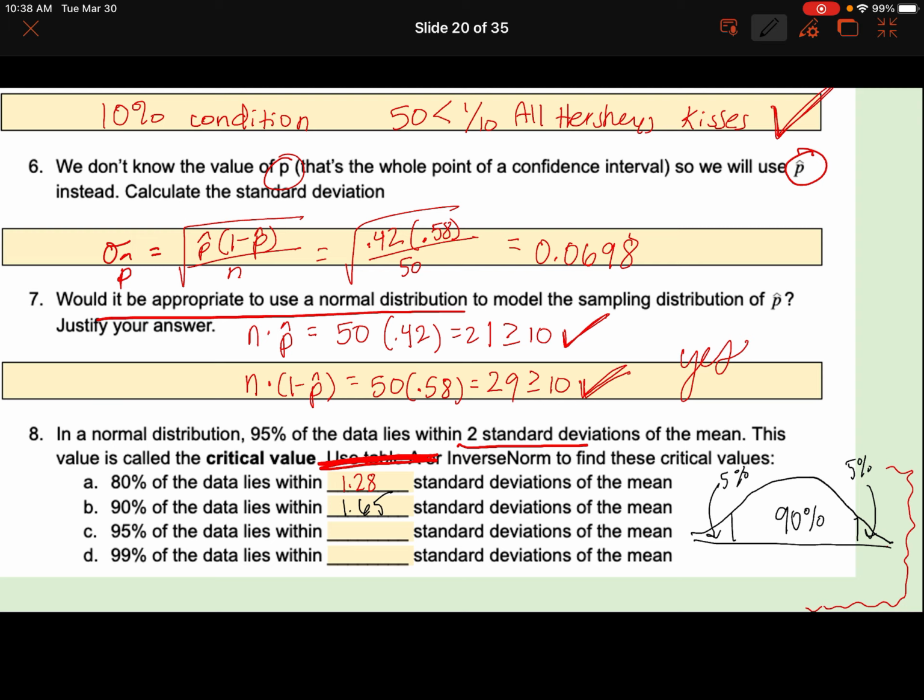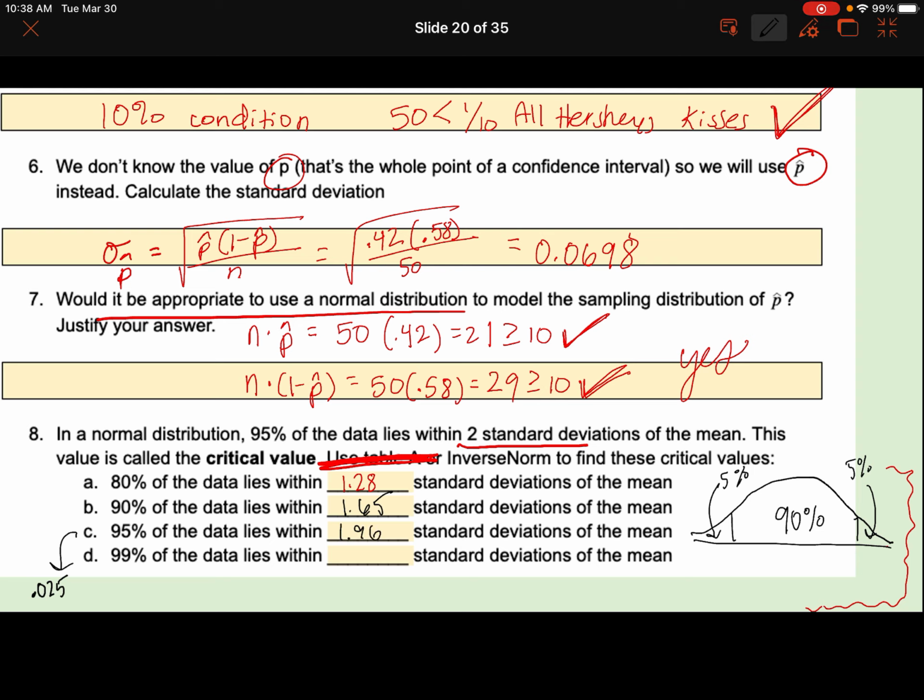Go ahead, pause. I want you to try to calculate the last two, and then we'll go over those in a sec. All right, for C, you're going to use inverse normal, and you're going to use 0.025 for your area. That should give you 1.96.